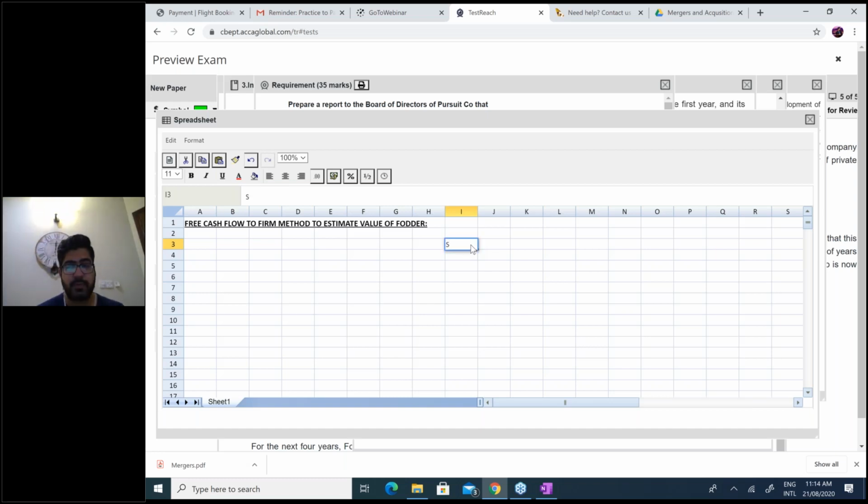Let's start with sales. From sales we deduct cash cost, then we deduct TAD. So we reach operating profit. From operating profit we deduct interest. So we get taxable profit.